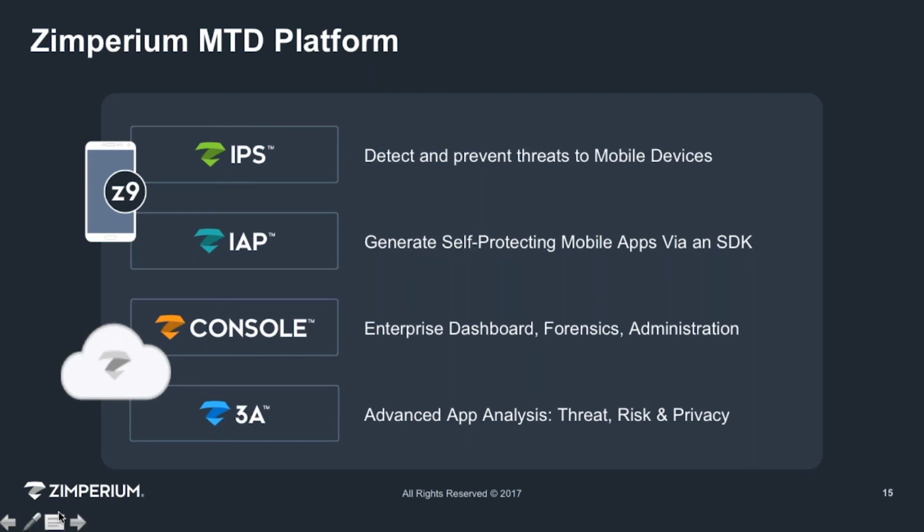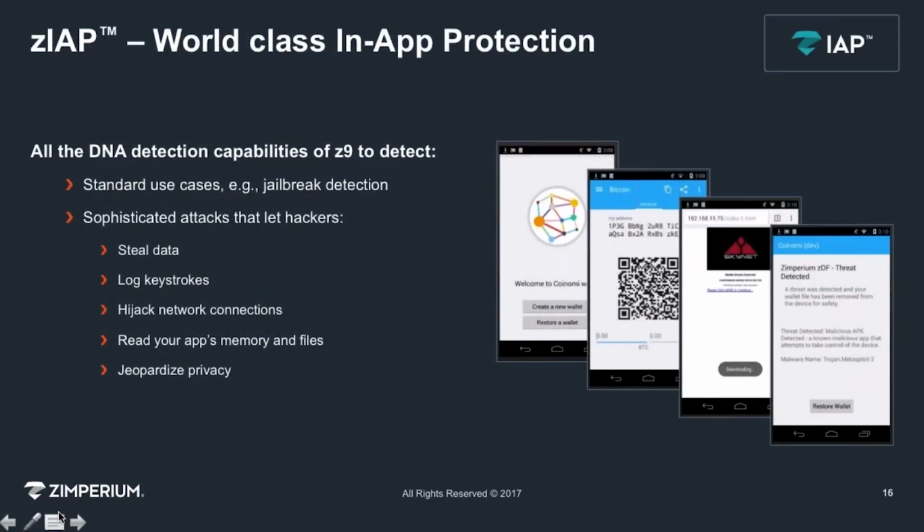Either one of those sends information back to the enterprise dashboard, which we call Z Console, that's up in the cloud. And then behind Z Console, particularly in the Zips scenario, where I'm trying to really protect my own data, my own devices, is a capability we have called Z3A, which is advanced app analysis. Whereas Z9 will detect malicious apps, there's a bunch of apps, if you're looking at a corporate environment, that have privacy and security risks. That's what Z3A would help you with. It's a mobile app reputation service. So those are the two different ways that we roll it out.